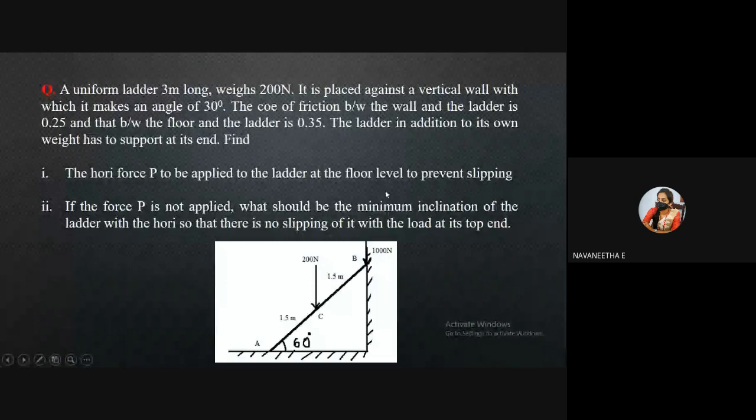So at the floor level, means at point D, to prevent the slipping of the ladder. So we have to find out the force P. And second question, if the force P is not applied, what should be the minimum inclination of the ladder with the horizontal so that there is no slipping of it with the load at its top end?